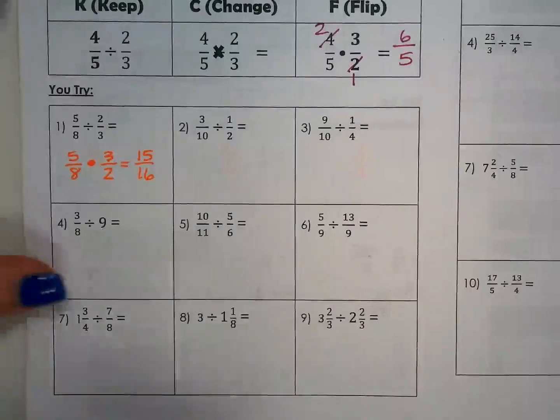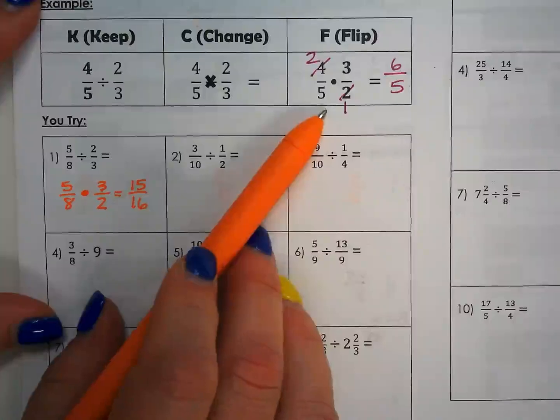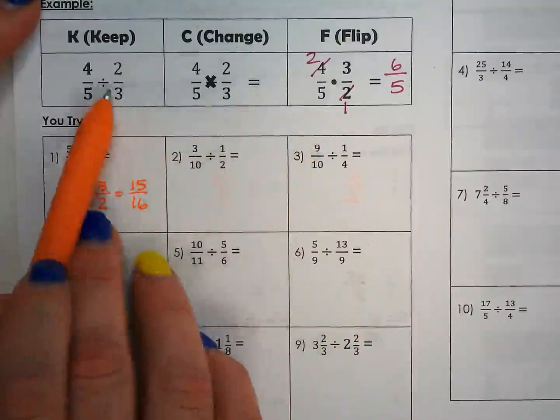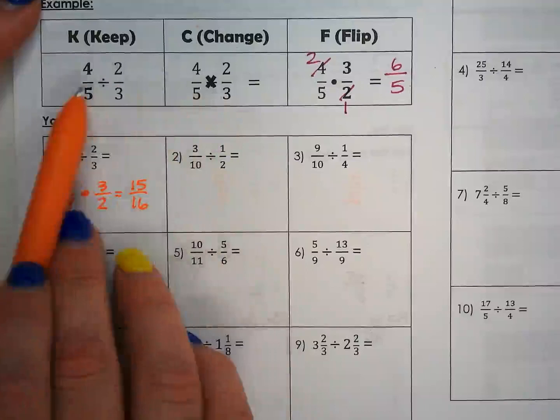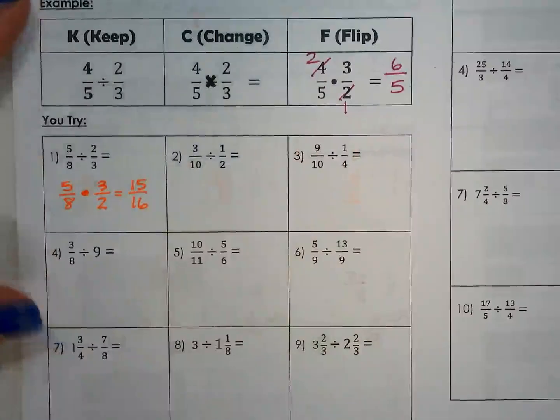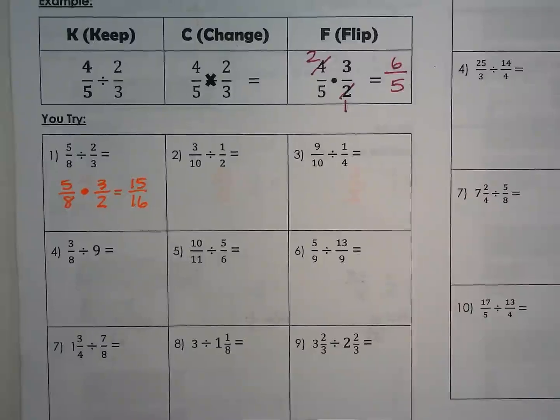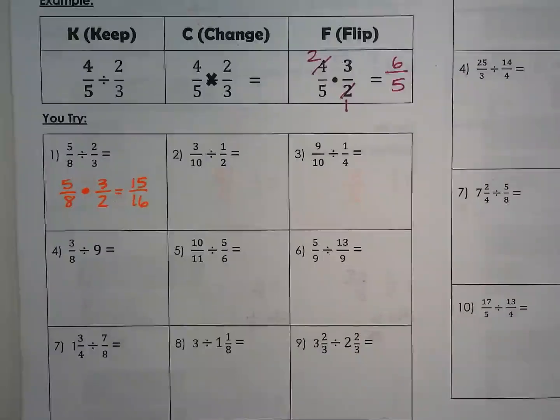So look at the example up here. 4/5 stays 4/5 in that position the whole time. We keep it. Then we change our operator from division to multiplication, and we flip the fraction over, okay, to multiply. Yes, sir? I learned this in 5th grade, and to remember it, we called it KFC.